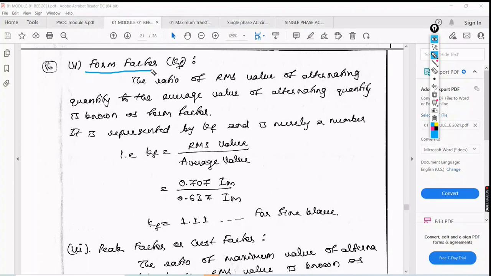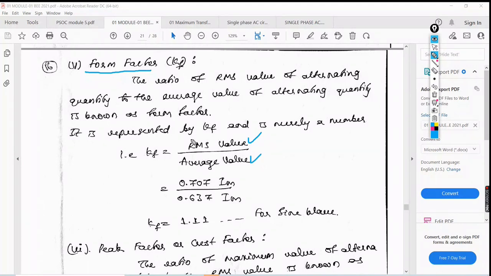Form factor is what? The ratio of the RMS value of the alternating quantity to its average value. What is an alternating quantity? It might be a voltage, it might be a current. But the derivation I did was for current. So, the ratio of RMS value to the average value.